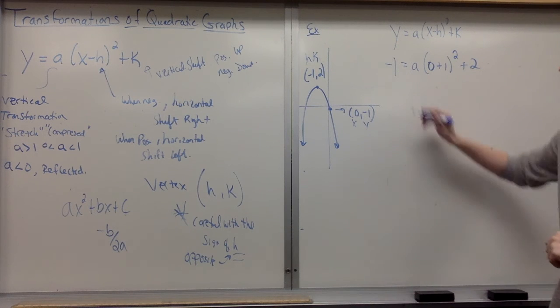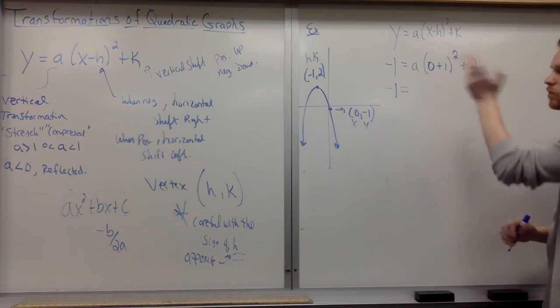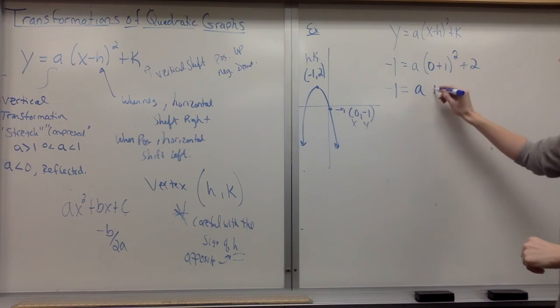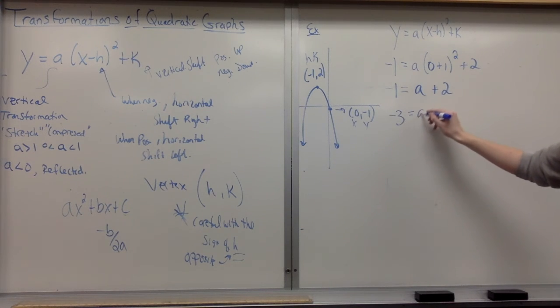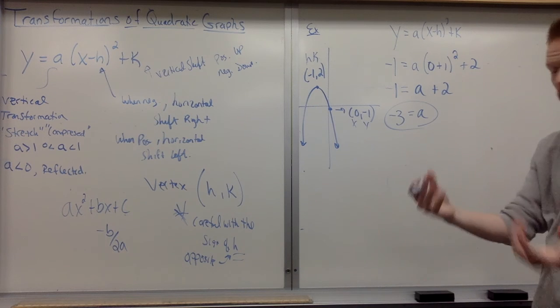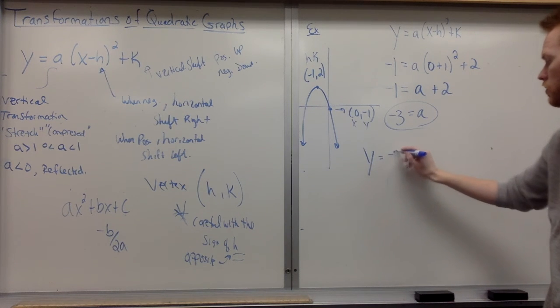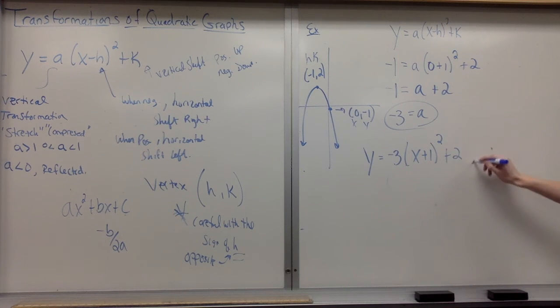Now we're going to simplify. We have -1 equals 1 squared is 1. 1 times a is just a. And then +2. Subtract to the other side, we get a to be -3. Now let's put it all together. Y equals -3, x plus 1 squared plus 2.